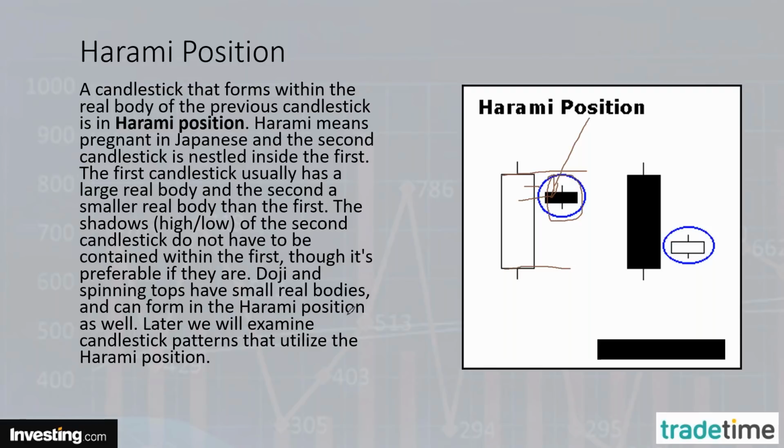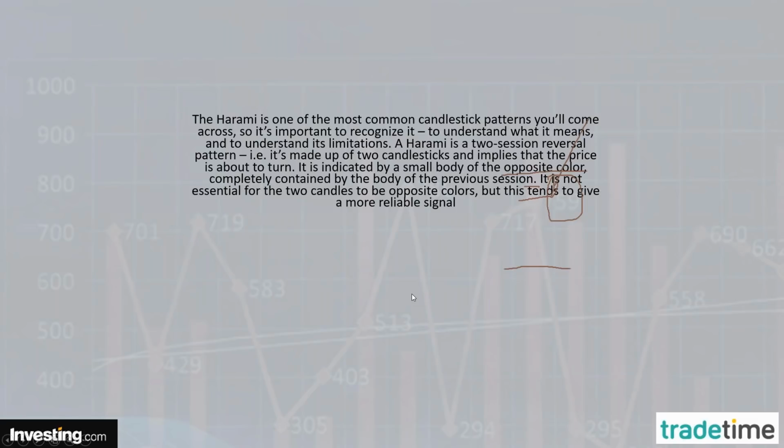By defining it precisely, you may miss some of the Haramis, but when you get them and they fully fit the explanation, they are very reliable. A Harami is one of the most common candlestick patterns you'll come across. So it's important to recognize it, to understand what it means, and to understand its limitations. A Harami is a two-session reversal pattern. It's made up of two candlesticks and implies that the price is about to turn.